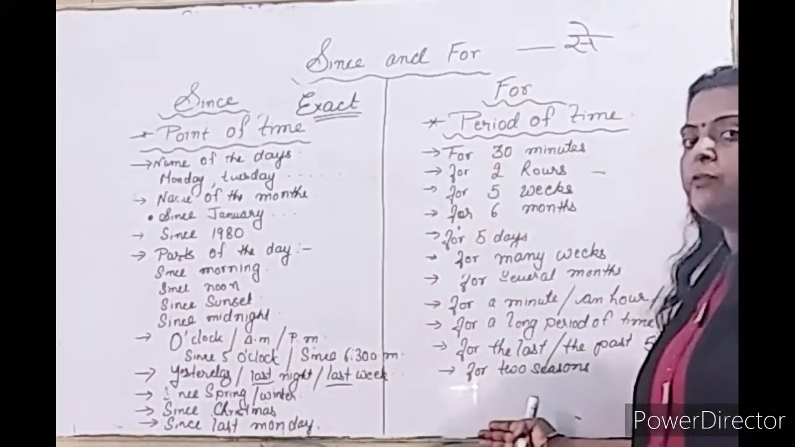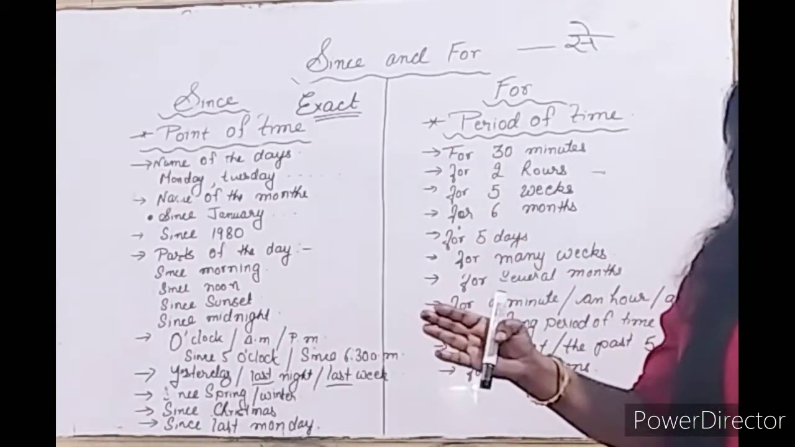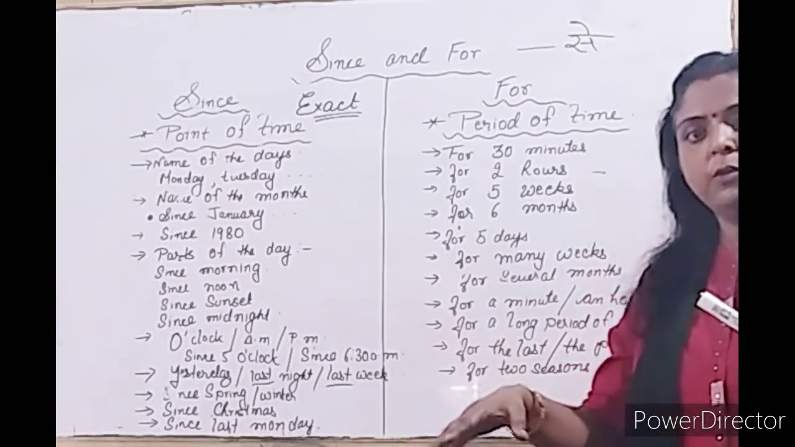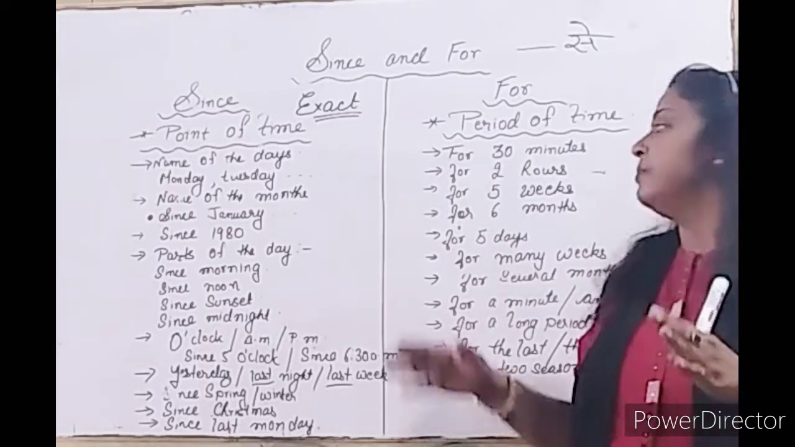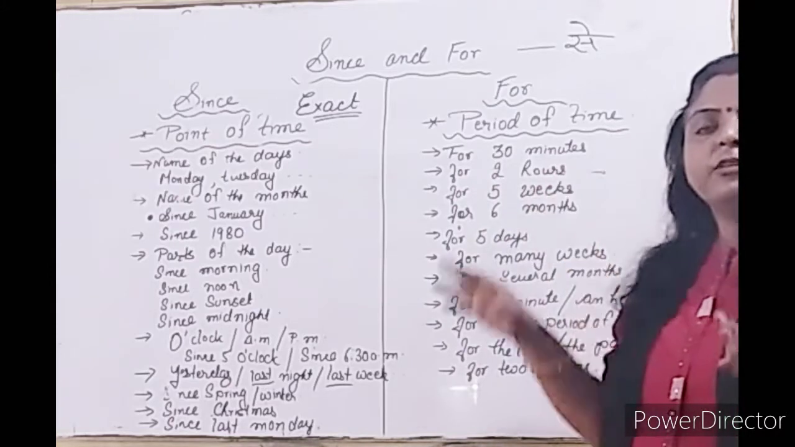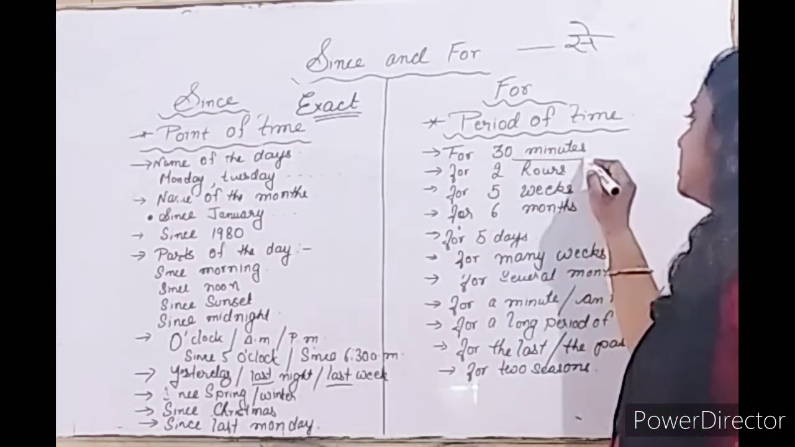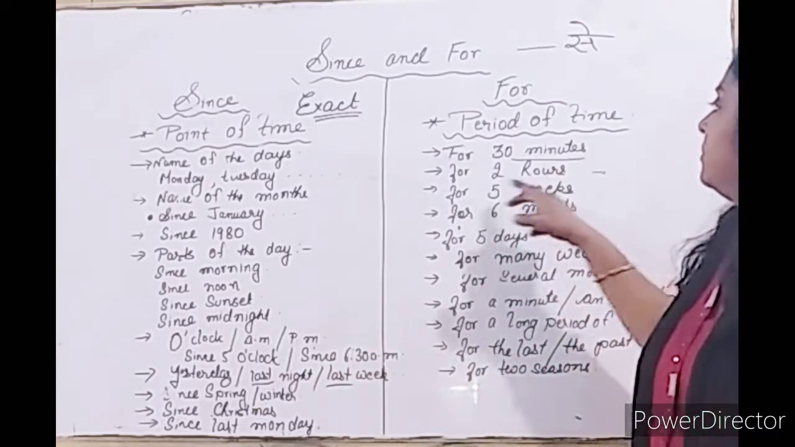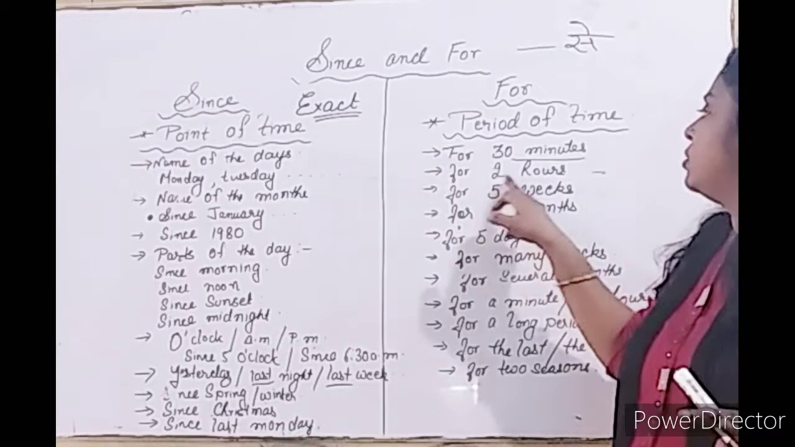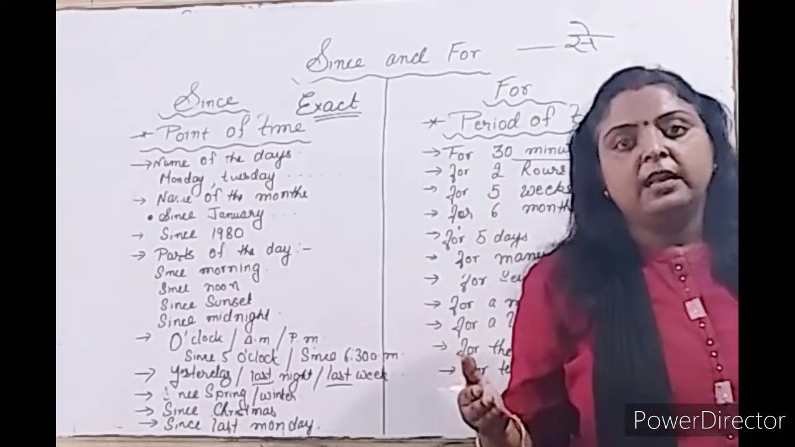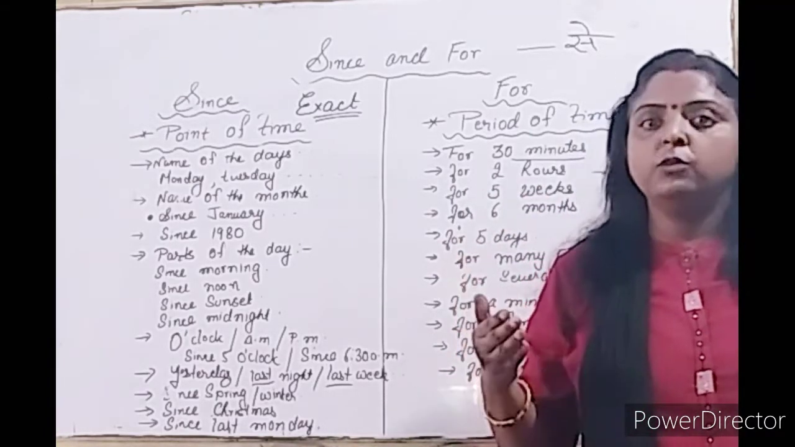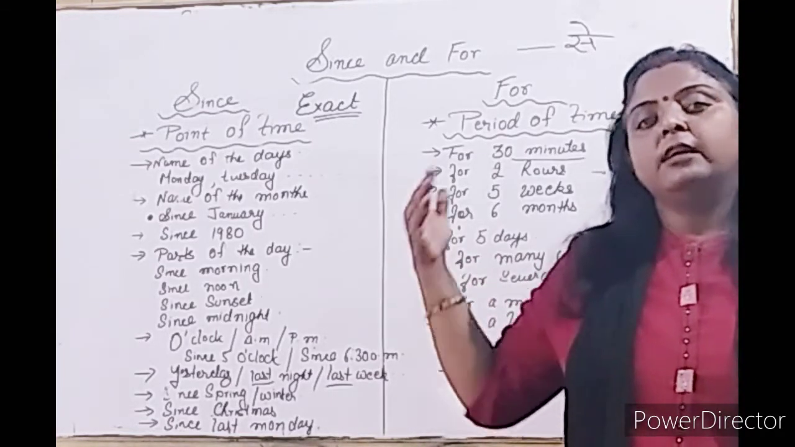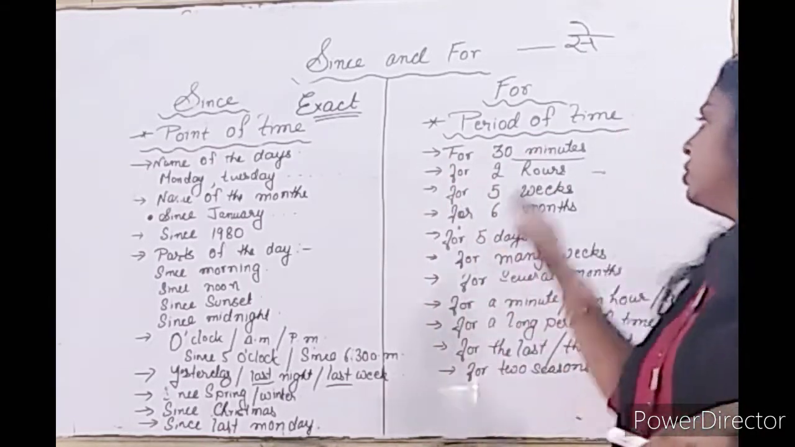Now let's see this for. For means a period of time. Period of time means you don't know the exact time. Okay, there is a confusion. For 30 minutes. When I am saying 30 minutes, it could be 30 minutes of morning or 30 minutes of evening. When I am saying for 2 hours, which 2 hours? That is 12 to 2 in the noon, or it was the 2 hours of night, that is 8 to 10. So confusion is there.